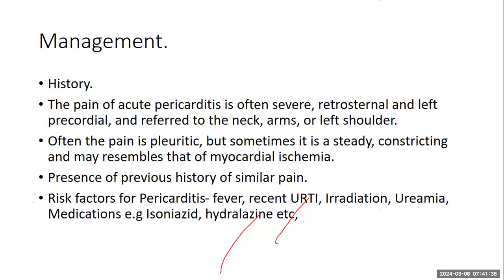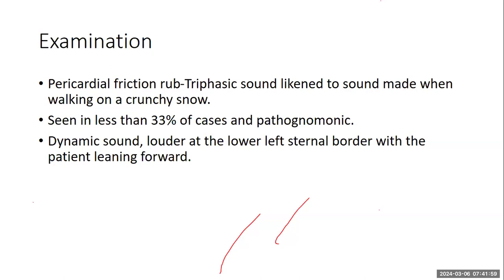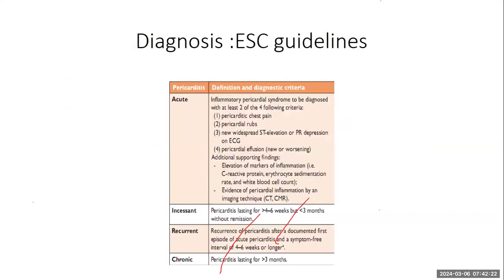Risk factors will be sought in the history, like fever, recent upper respiratory infection, history of irradiation, history of CKD, uremia, or history of medication that can cause autoimmune pericarditis. Autoimmune illnesses like SLE and rheumatoid arthritis can also cause pericarditis, and also a history of trauma. Other symptoms include dyspnea, cough, and fever, as we have in our index patient. On examination, I've talked about the pericardial friction rub, which is a triphasic sound, though it is heard in only about a third of cases. It is likened to the sound you hear when you walk on country snow, and it is heard best at the lower left sternal border with the patient leaning forward. Next slide, please.